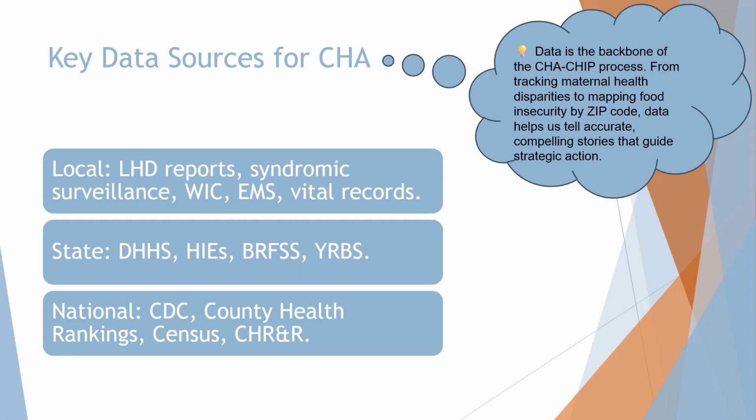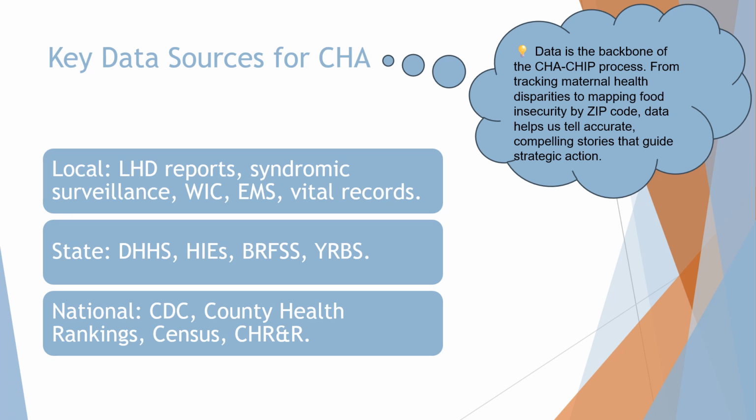So let's talk about where we actually get the data to build a strong community health assessment. A high-quality CHA relies on multiple diverse sources of both quantitative and qualitative data. These sources provide a more complete, accurate picture of population health. Some of the most common and useful data sources include vital statistics such as birth and death records. These are great for trends in maternal health, infant mortality, or chronic disease. EMS data and emergency department visits offer insights into injury, overdose, or acute conditions, sometimes in near real time.